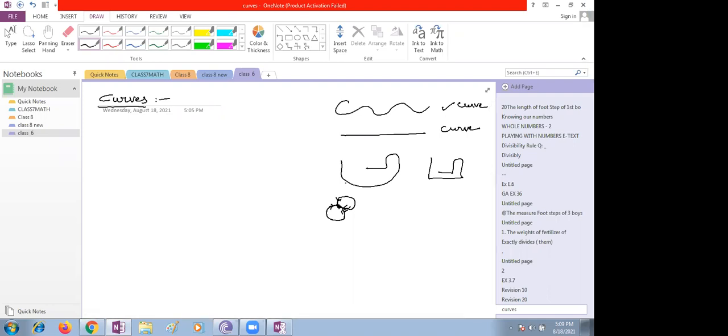Curves which do not have an opening. Or else, you can define them as curves where the beginning and the end points are the same.